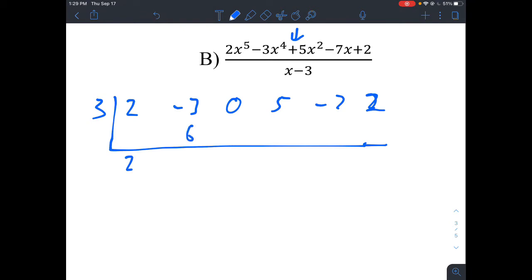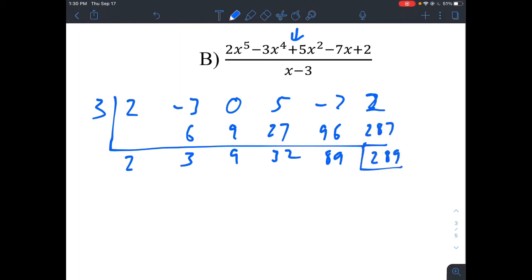Bring down the first, and then 2 times 3. Add. 3 times 3. Add. 9 times 3. Add. 32 times 3. Add. Let's see, what does that be? 89. And 89 times 3. I believe that is 287. And add. Now remainder here is 289.